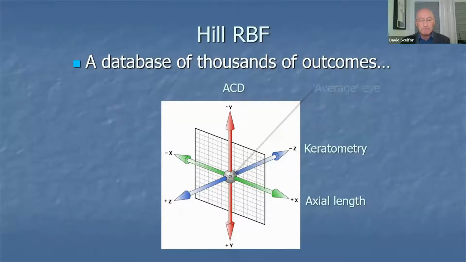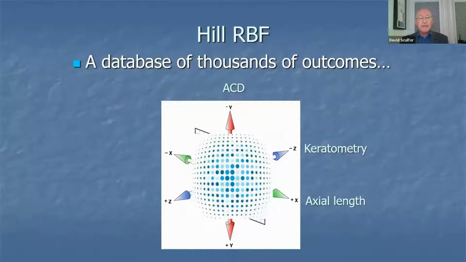I'll do it for you. And we end up with this sort of cloud of data. So where you've got a big blob in towards the middle, not surprising, that's an average eye, and most eyes are average, and therefore you've got lots of data in the middle.